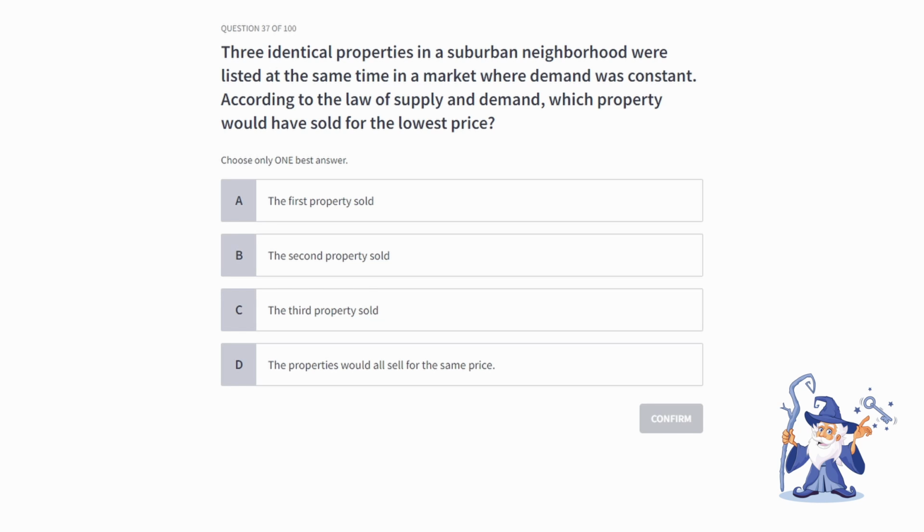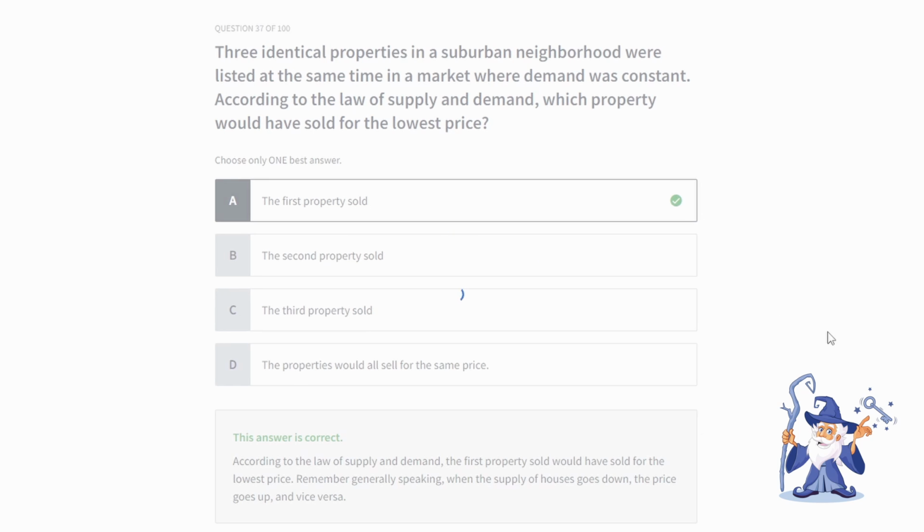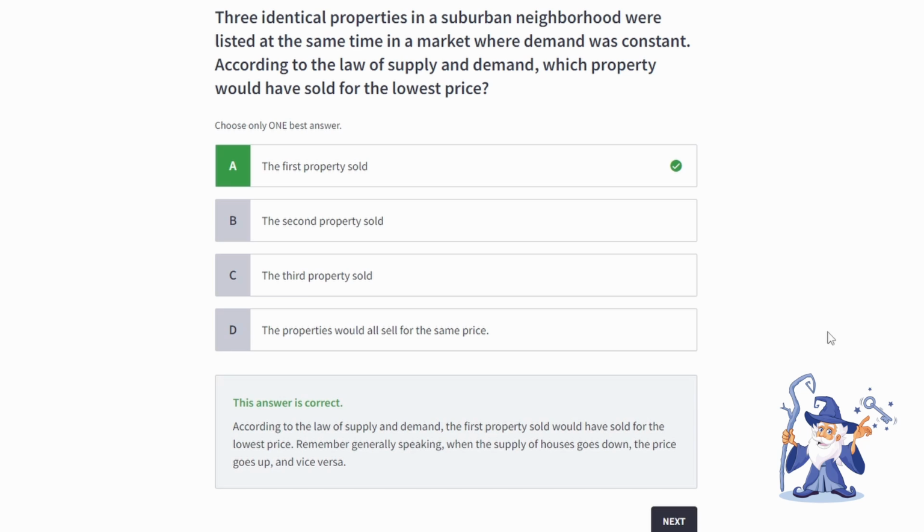Okay, so what is the correct answer for this one? Well, it's going to be A. It's the first property sold. So this is one of those fun supply and demand problems where you kind of have to think in your mind, not really math, but almost like problem solving. It kind of reminds me of being back in grade school when they'd give you these weird scenarios. Anyways, according to the law of supply and demand, the first property sold would have sold for the lowest price.